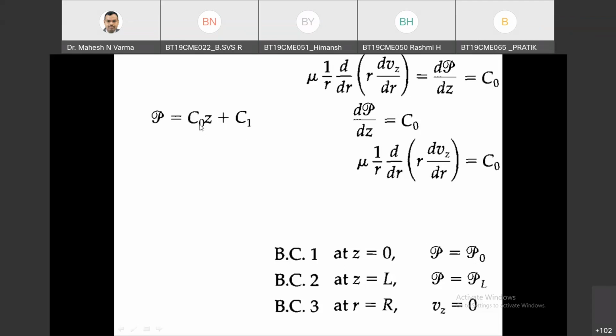What is the value of C0 and C1? Solving this, del P by del z equals C0, one constant, and integrating this equation, pressure will equal C0 z plus C1. These are the 2 boundary conditions: at z equals 0, P equals P0, and at z equals L, P equals PL. What is the value of C0 and C1?